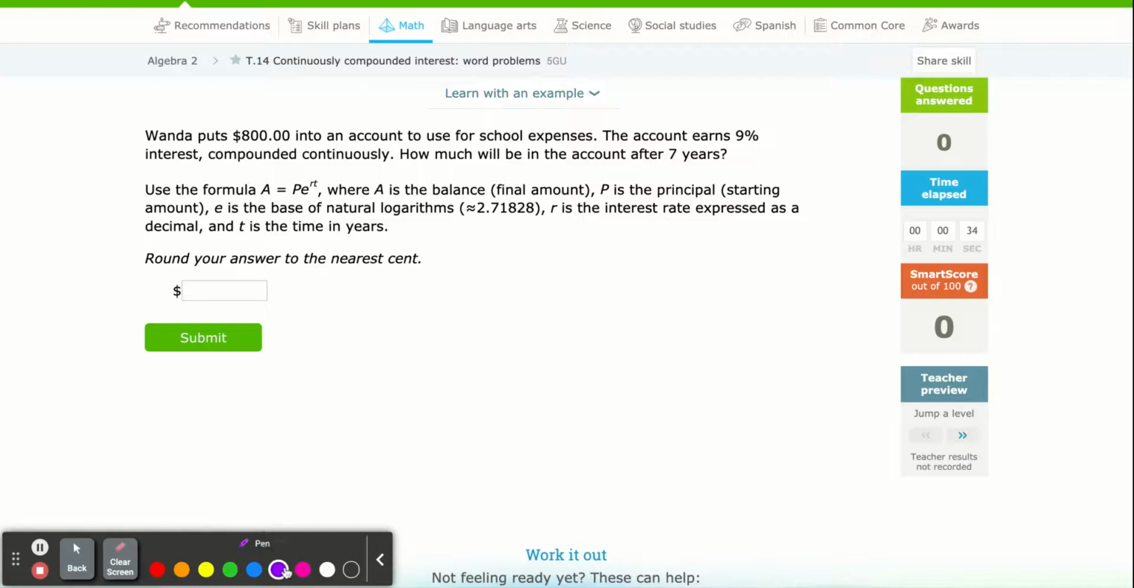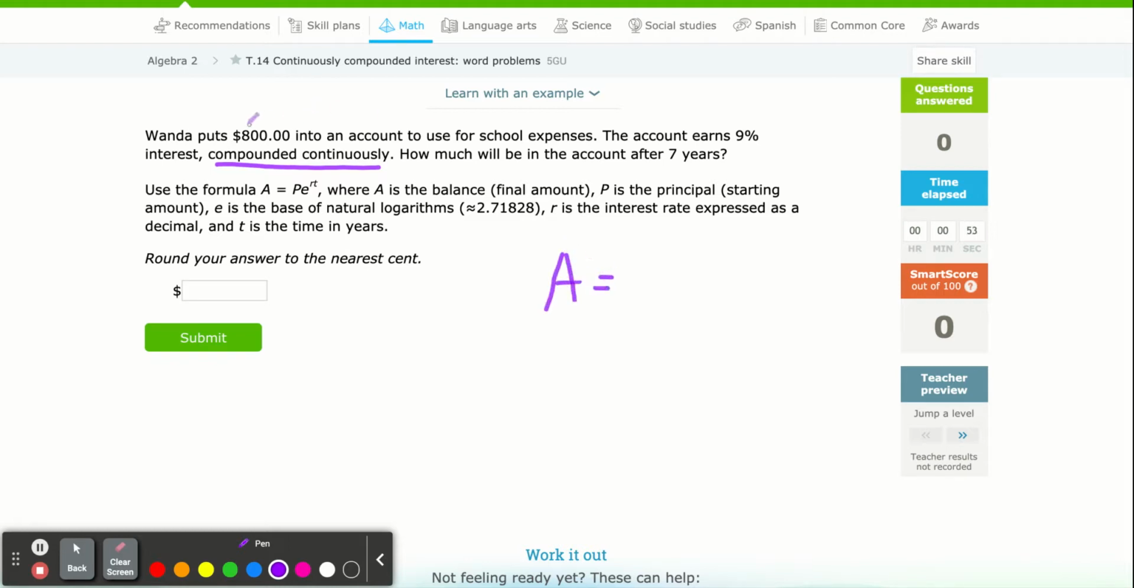Welcome. This lesson will be very similar to the last lesson, except this time we're going to learn about compounded continuously. The formula is a little bit different, but again, this explains it very, very well. First thing I'm going to do is I notice I'm looking for my final amount, so my A is unknown.